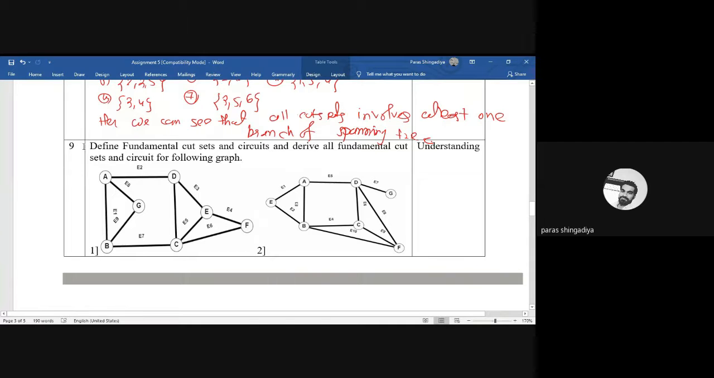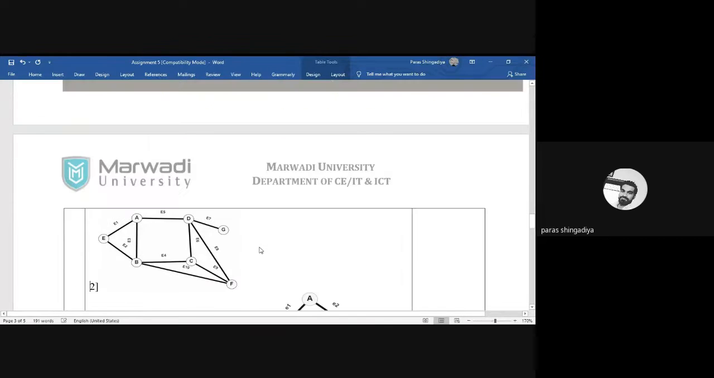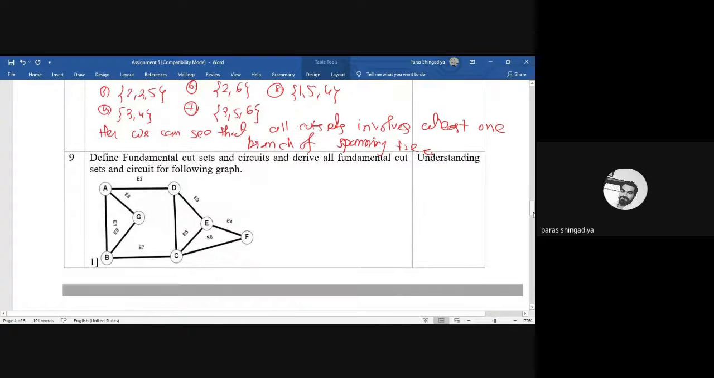Now, question number 9. It is a concept of fundamental cut set and fundamental circuit. Okay. Define fundamental cut set and fundamental circuit and derive all fundamental cut set and circuit of the following graph. Okay. Derive all the fundamental cut set and circuit of the following graph.